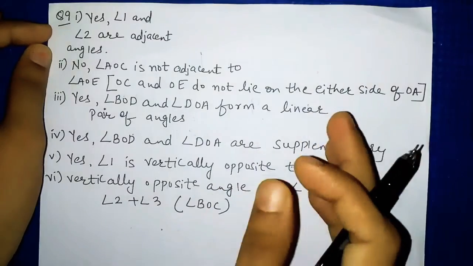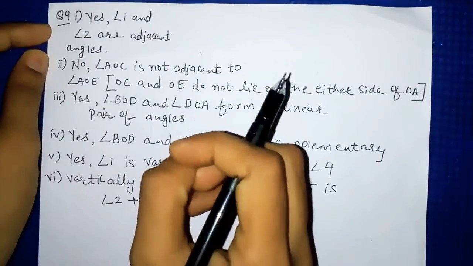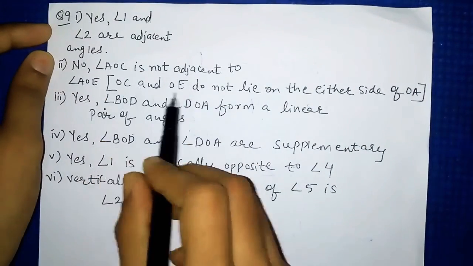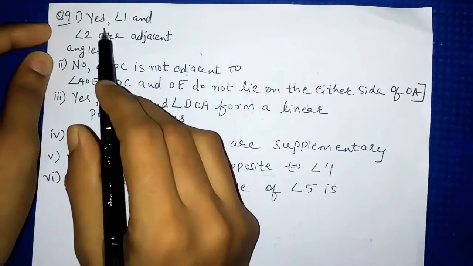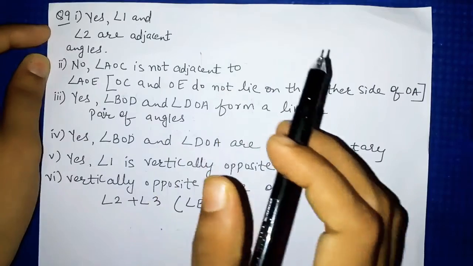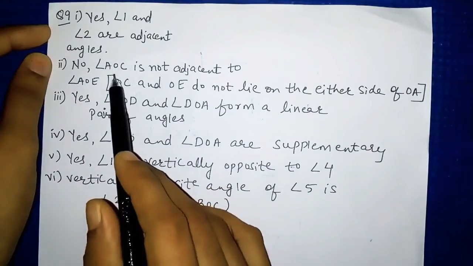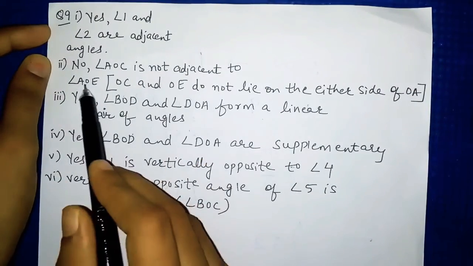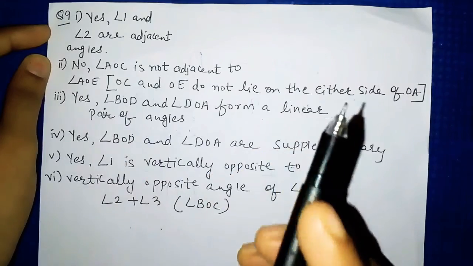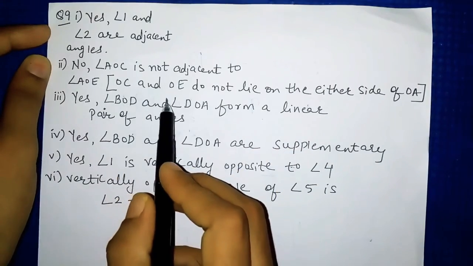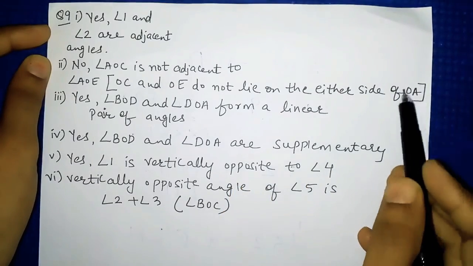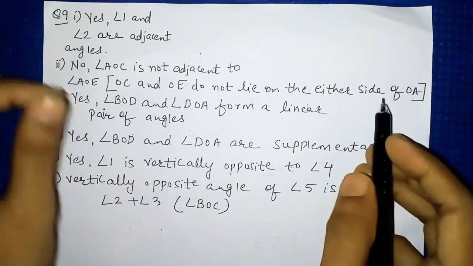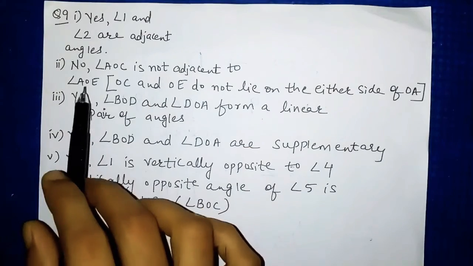So we have seen with the help of the figure. Now this way you will write it in statement, and this way you will give the reason for that. So the first one's answer was yes, angle 1 and angle 2 are adjacent angles. Second one, it was no, angle AOC is not adjacent to angle AOE. दोनों adjacent नहीं है. The reason was OC and OE, they do not lie on either side of the common arm OA. So this was the second one.